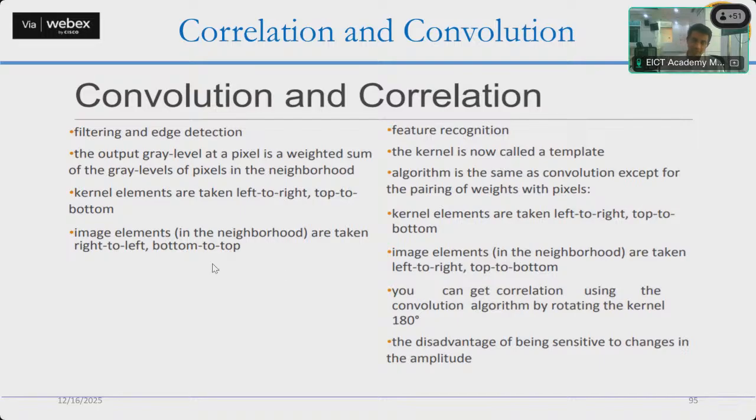So can we really differentiate between the convolution and correlation apart from the flipping element? Yes. In convolution, here the filtering and edge detection are there. The output gray level at pixel is the weighted sum of the gray levels of pixels in the neighborhood. Kernel elements are taken left to right, top to bottom. Image elements are taken right to left and bottom to top. So it is used for feature recognition, kernel, algorithm same.